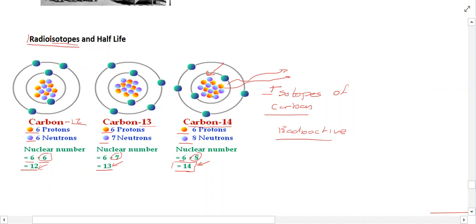And when isotopes are radioactive like that, when they're unstable, these are what are known as radioisotopes. And that's where this word comes from. The radio part relates to the fact that they're radioactive and unstable, and isotope comes from the fact that they're actually an isotope of a particular element.